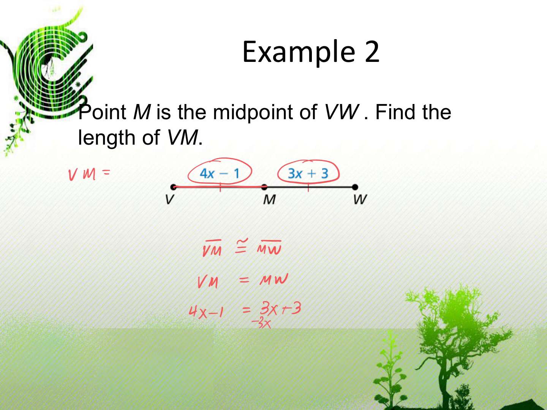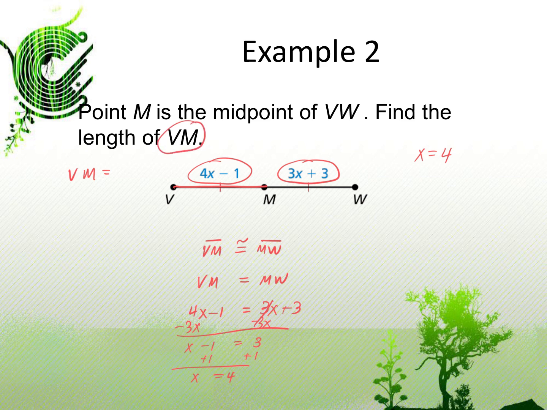So I'm going to subtract 3x from both sides. That's going to leave me with x minus 1 equals 3. I'm going to add 1 to both sides, and I'm going to get x equals 4. So I know that x is 4. Now, that's an important answer that I got, but that is not the answer of what is being asked.